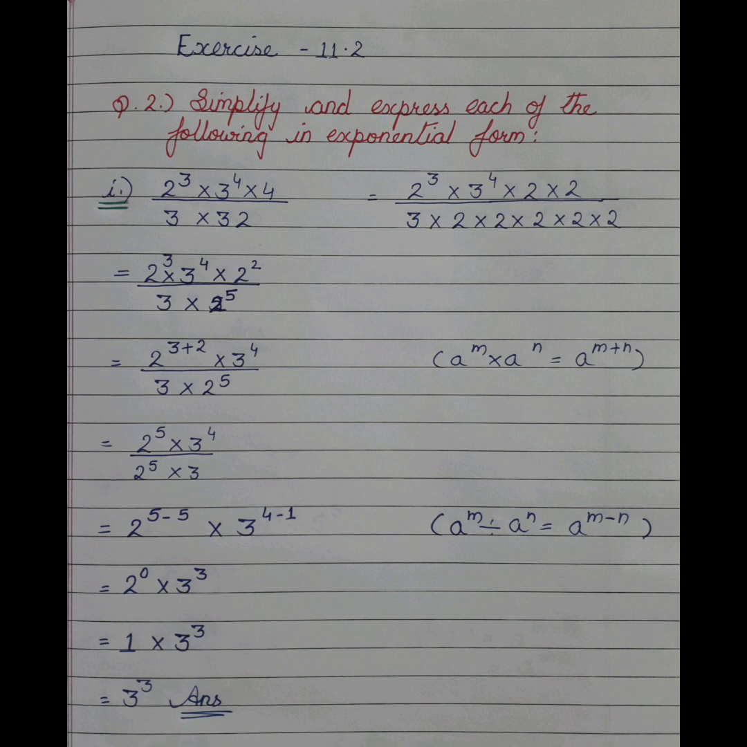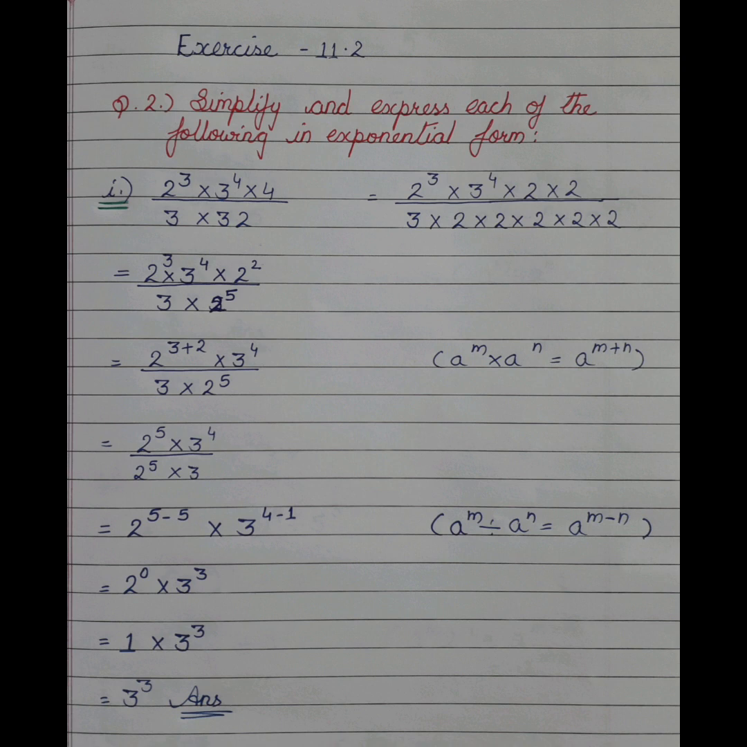Now let's sort the denominator. Denominator is 3 multiplied by 32. We can write it as 3 into 2 into 2 into 2 into 2 into 2. So 2 is written 5 times. So now our denominator is 3 into 2 to the power 5.